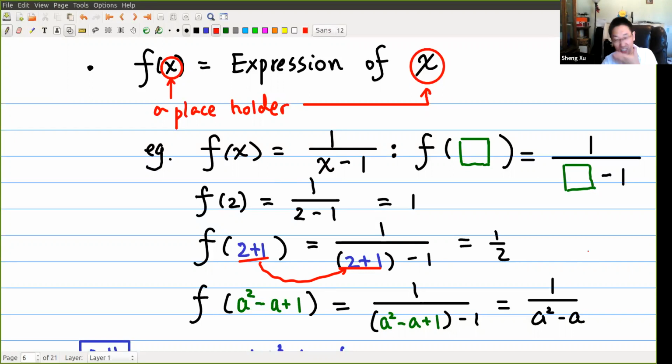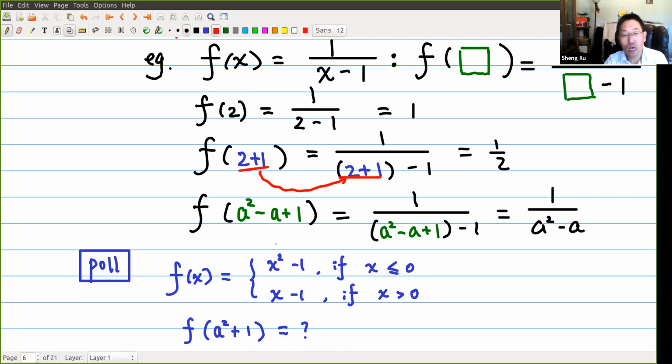But sometimes this is very important, actually. For example, now I can make things a little bit interesting. Say I ask you to evaluate f of a squared minus a plus 1. Now I don't give you a specific number, I just say it's a squared minus a plus 1. What are you going to do? At the end of the day, a squared minus a plus 1, for whatever a, gives you just a number, even though it looks a little bit long and messy.